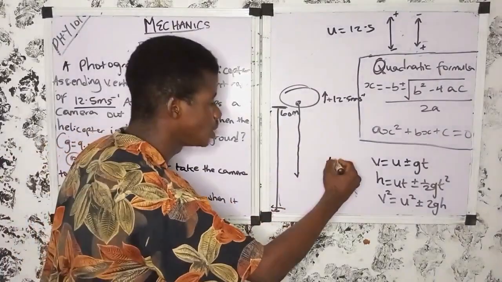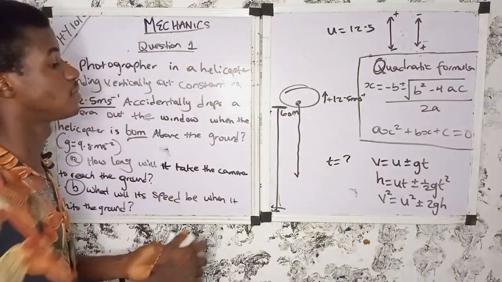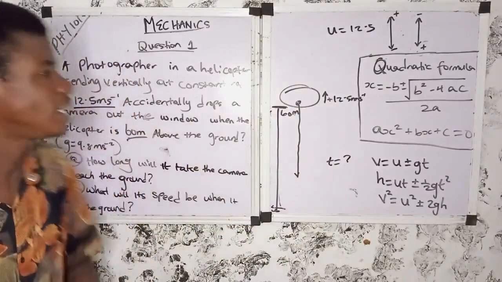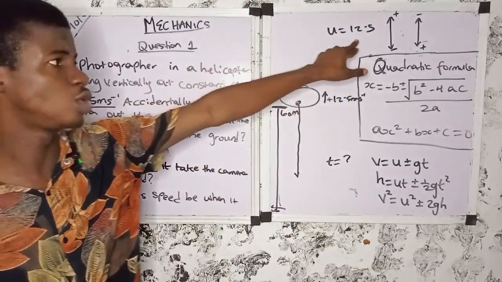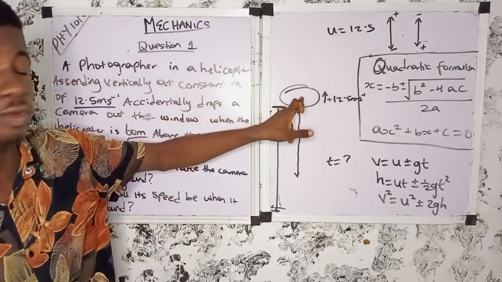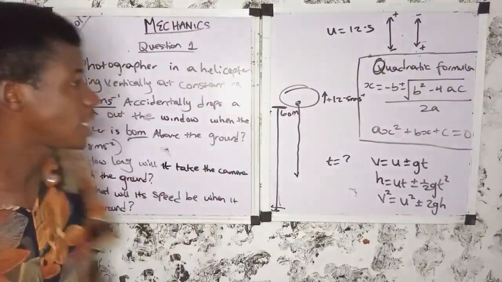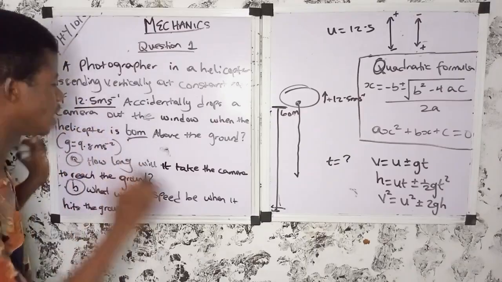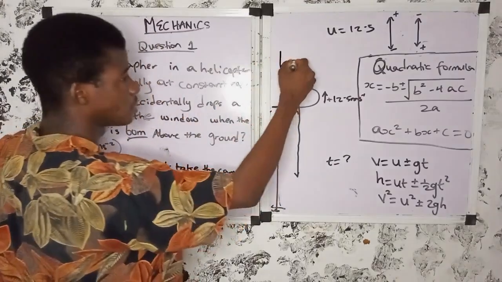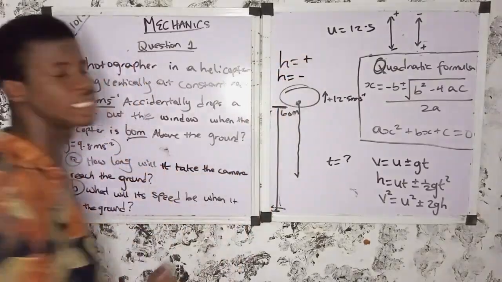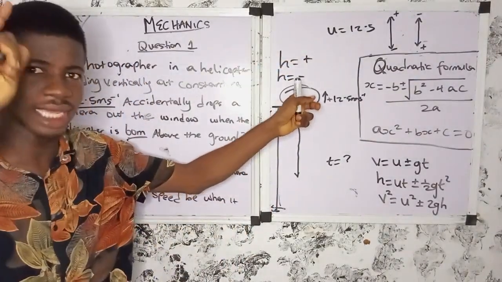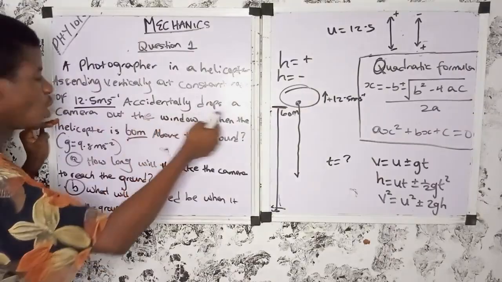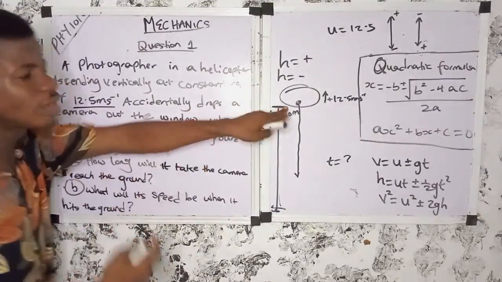They are looking for the time it takes the camera to reach the ground. Now, the initial velocity is the initial velocity of the helicopter, and the helicopter is at 60 meters above the ground. Is h positive or negative? Remember, this helicopter is ascending, right? But they say it accidentally drops a camera from the window when the helicopter is 60 meters above the ground.